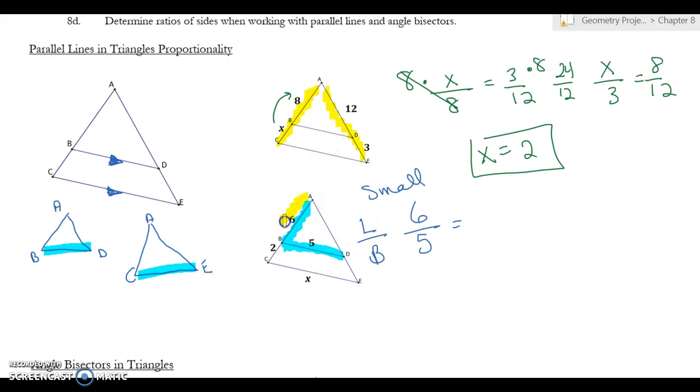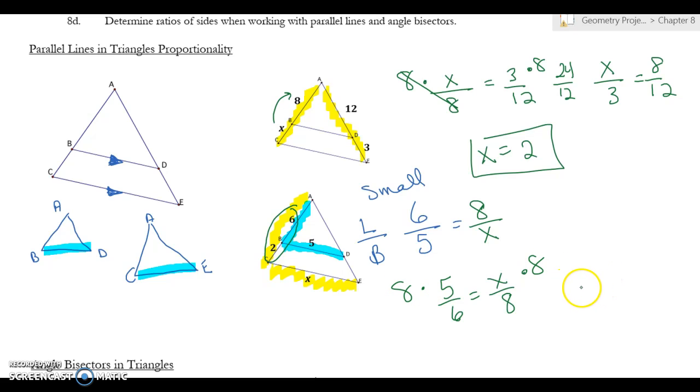Now I need to do the same thing for the big triangle. But here's the thing. The big triangle is this whole thing. There's the whole left. And here's the whole bottom. And so the entire left is these two together. So 2 plus 6 is 8 over the bottom x. And so now I'm going to flip them, and I get 5 over 6 is equal to x over 8 times by 8 on both sides. And so I get 40 over 6 is x. And if you want to write it as a decimal, you can. And so it's 6.67.